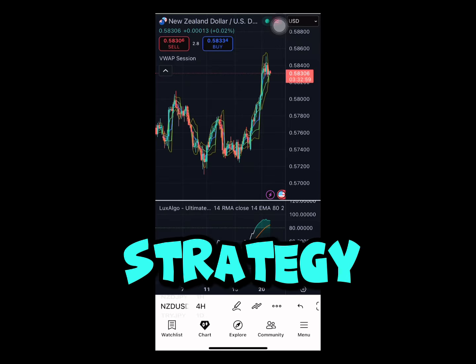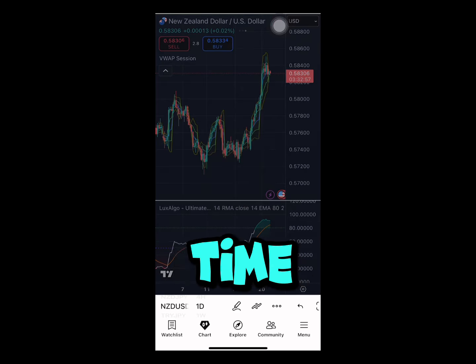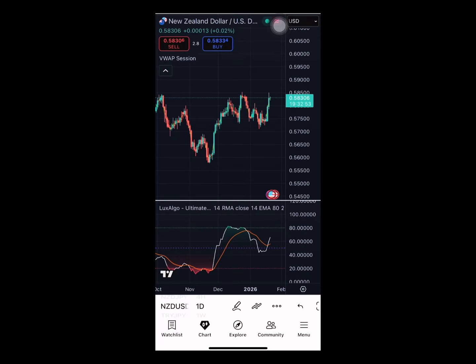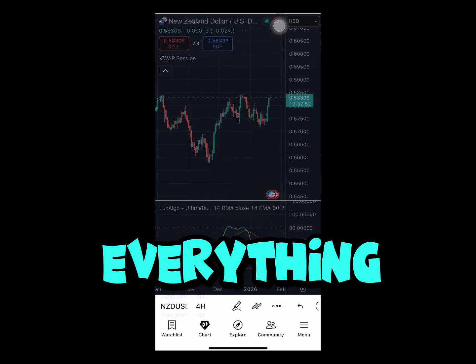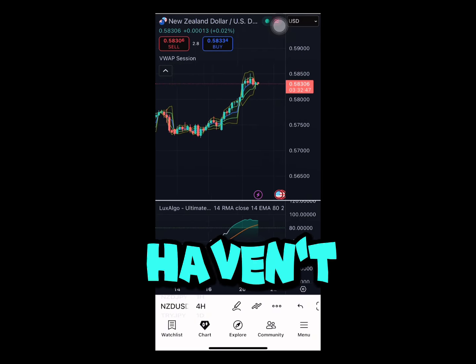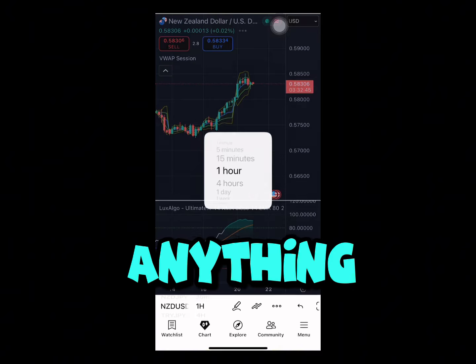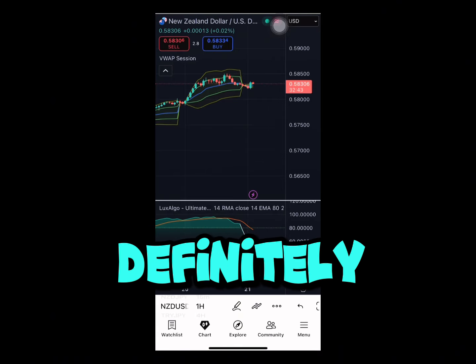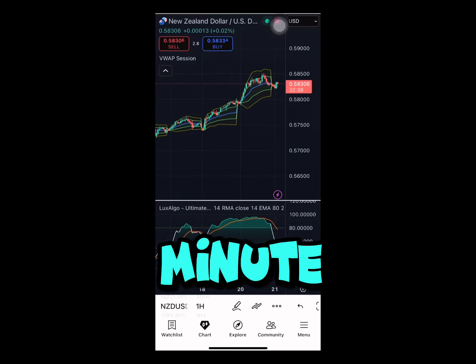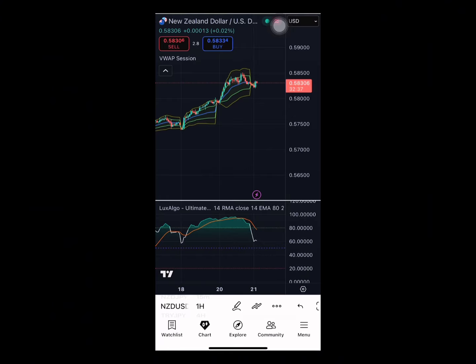Alright, y'all, so here I am looking at New Zealand dollar and US dollar. And my strategy works on the 4-hour time frame. It doesn't work on the daily time frame, and it works on everything under that, probably up to the 5-minute. I haven't really tried it past that, but I definitely use it on the 1-hour time frame and the 15-minute time frame for the most part.